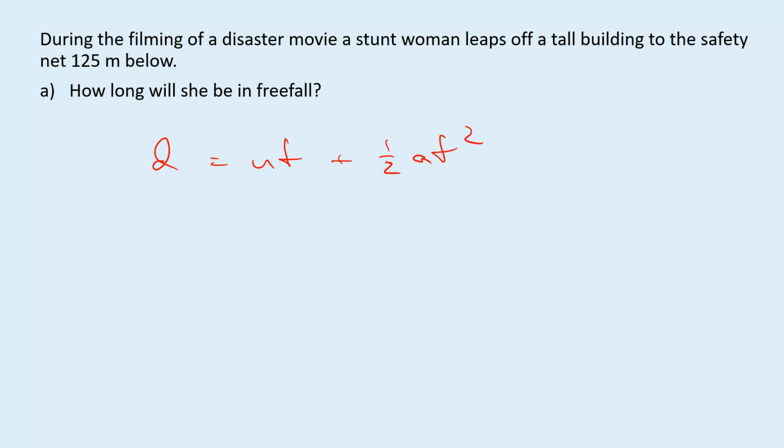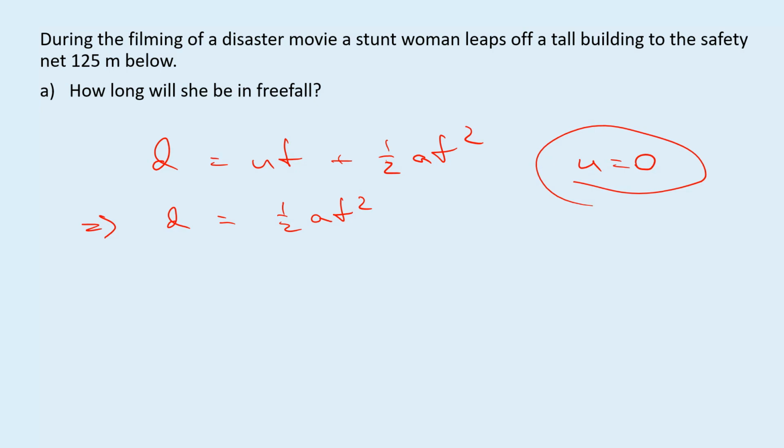Now, the reason this is a nice little equation is that her initial velocity was 0. So we could say u equals 0, and therefore we can get rid of ut. So therefore d equals half at squared, because of this key part here. u equals 0, so ut equals 0, so that makes our equation noticeably smaller. And we can rearrange this.